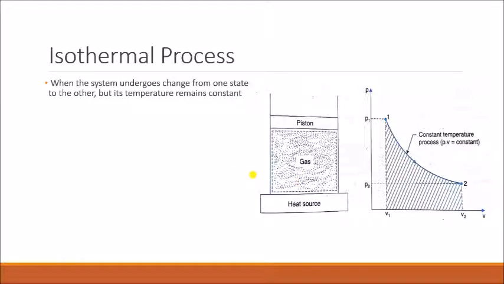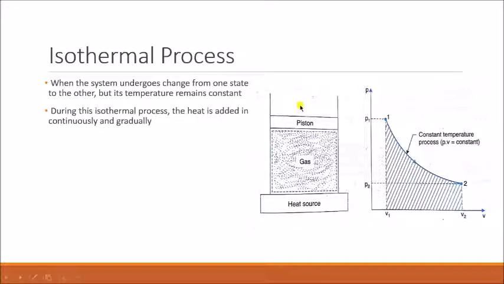So this process we call a constant temperature process. During this process the heat is supplied in such a way that the temperature of the gas remains constant during the expansion. In the sense, the heat is added continuously and gradually, such that the temperature of the system remains constant during the expansion. Hence it is called constant temperature process or isothermal process. This is achieved by providing the heat to the gas gradually and slowly. Clear? That same process is plotted here on the PV diagram.